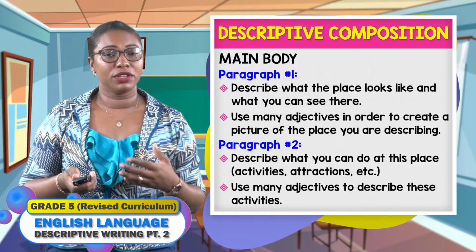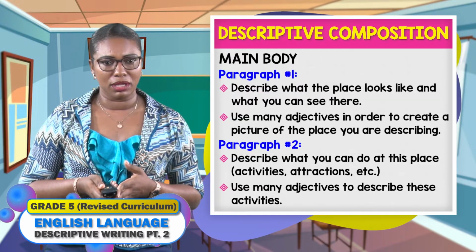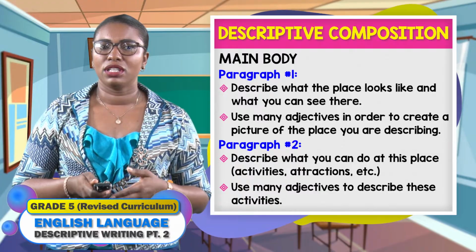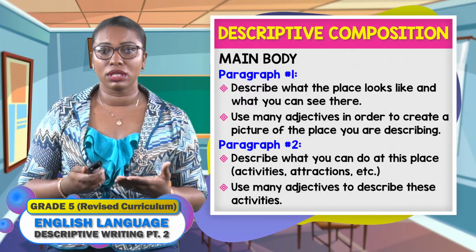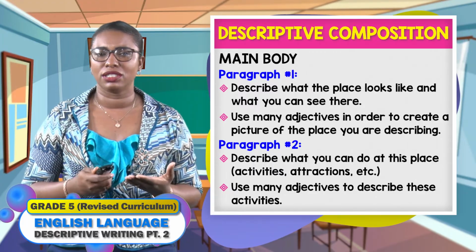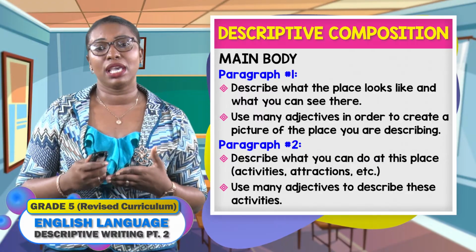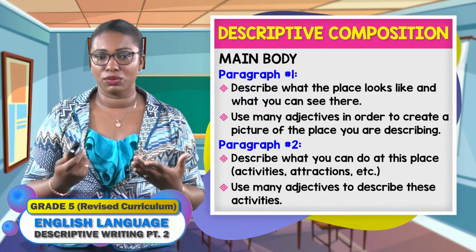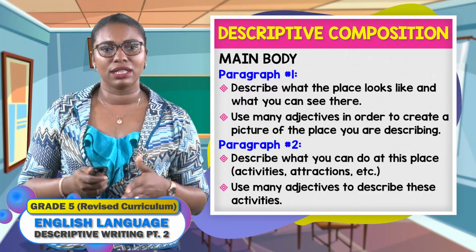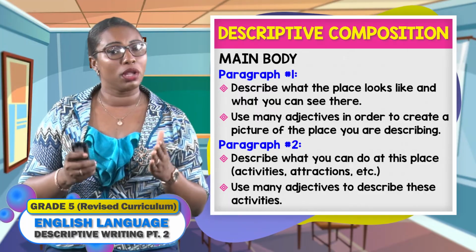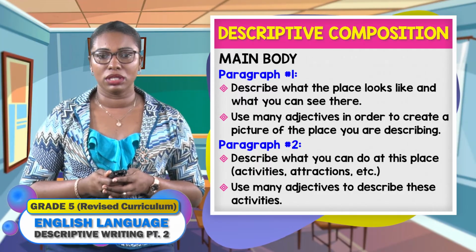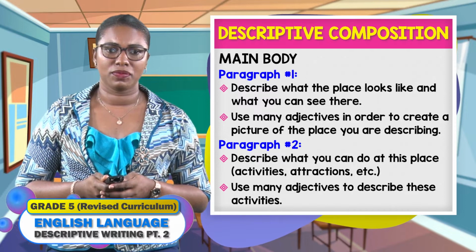In the body for this composition, after examining it, there were two paragraphs. In the first paragraph, describe what the place actually looked like and what you can see there. Use many adjectives in order to create a picture of the place that was being described. Paragraph 2, and you will see here that in the body it was not just one paragraph. Two paragraphs actually were in the body of this composition.